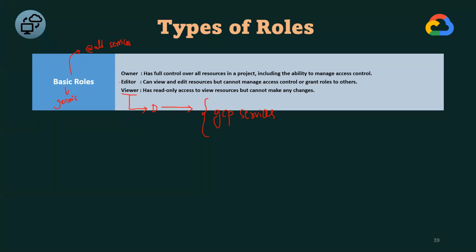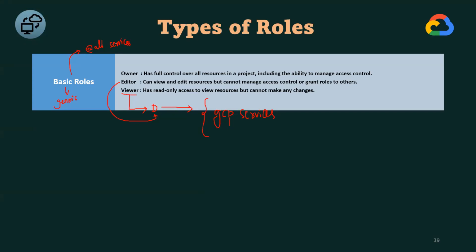And one more is editor. If I make him an editor, what he can do is, right, he can create a service, he can delete a service also. That means in Google Cloud Storage, he can create one bucket and delete one bucket. So he can be an editor to most of the Google Cloud services. Okay. So basic roles talk about all the services in the GCP.